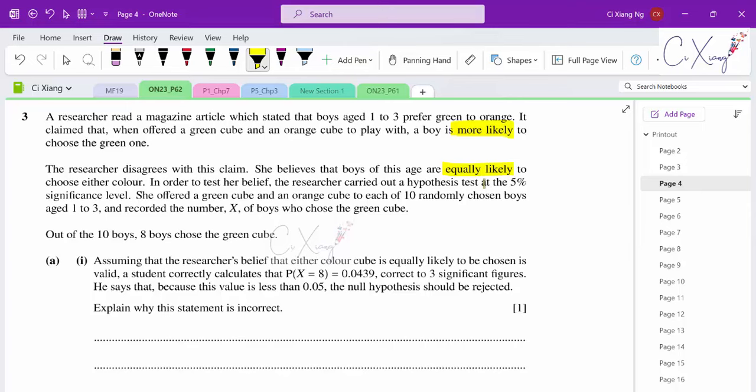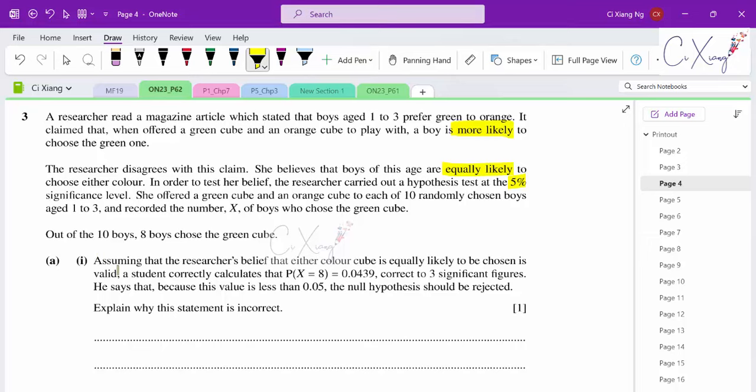The article in the magazine believes that the boy is more likely to choose the green one. In order to test the belief, the researcher carried out a hypothesis test at the 5% significance level. The alpha is 5%. She offered a green cube and an orange cube to each of 10 randomly chosen boys aged 1 to 3, and recorded the number x of boys who chose the green cube. Out of the 10 boys, 8 chose the green cube.